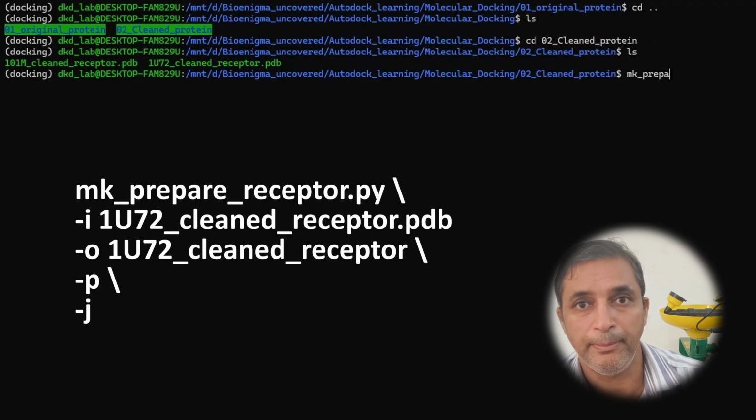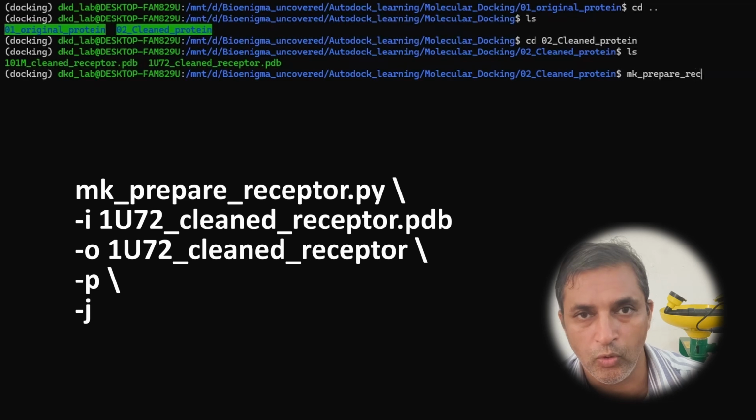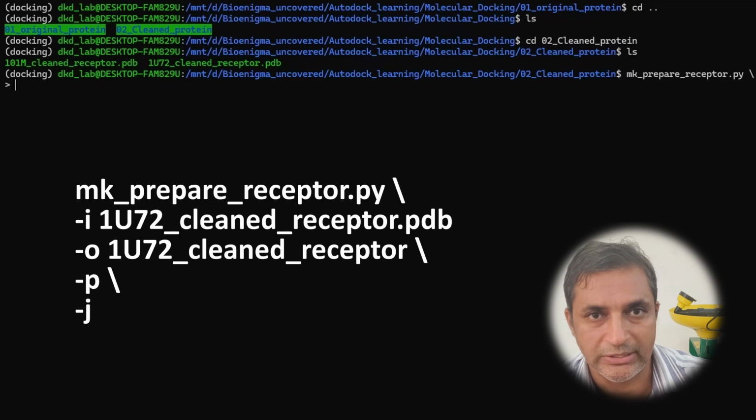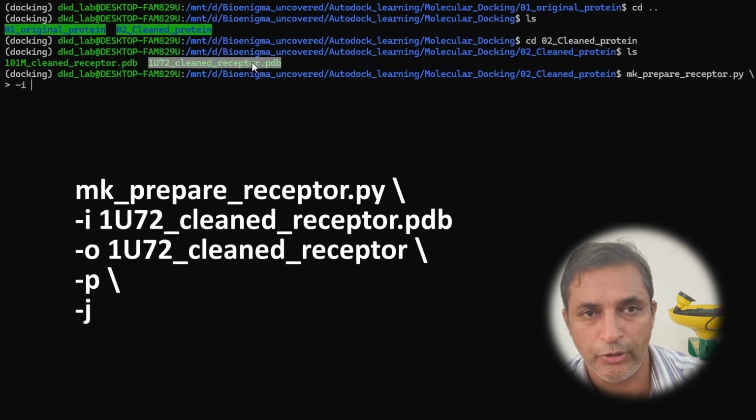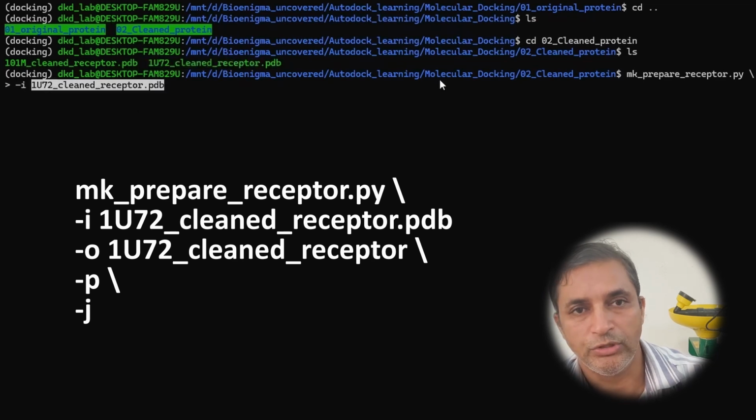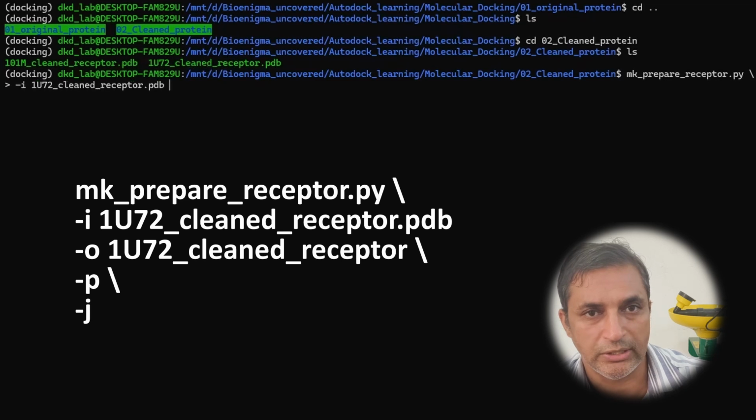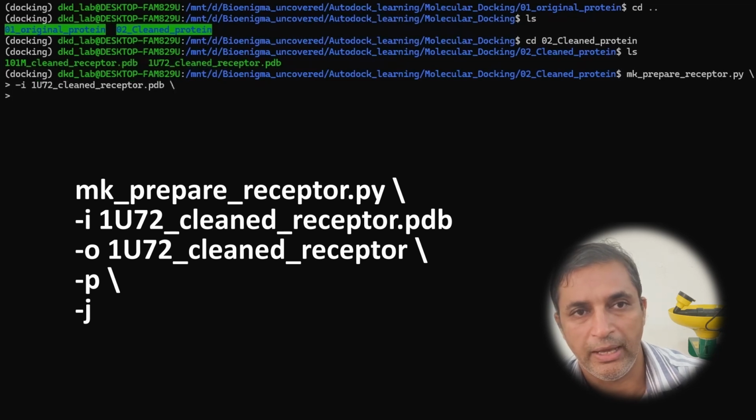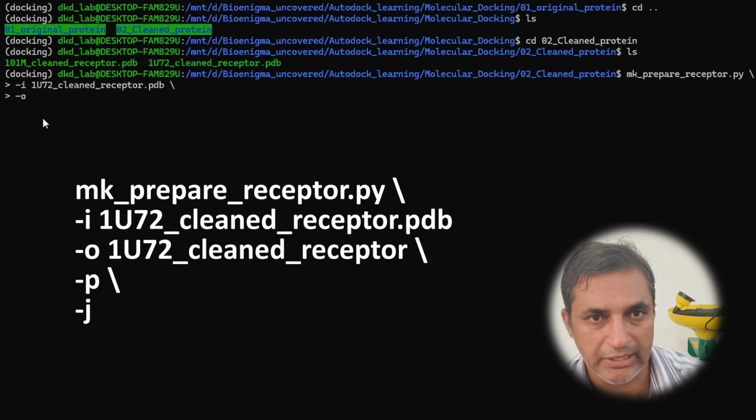In the first line, type mk. mk stands for Meeko, mk_prepare_receptor.py, followed by a space, and that is followed by a backslash. Hit the enter button. In the next line, you need to input your clean protein. For that, you need to type -i space and just input your file name. In my case, that was 1U72_clean_receptor.pdb, and that is followed by a space followed by a backslash. Hit the enter button.